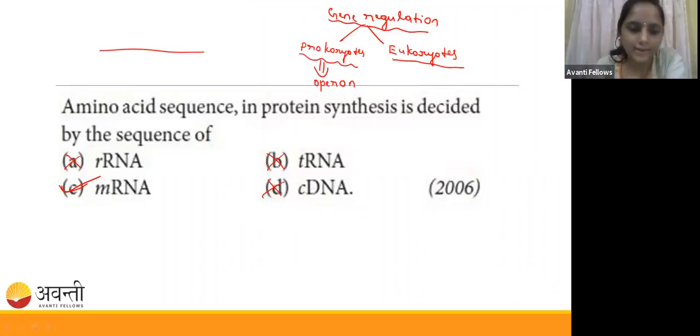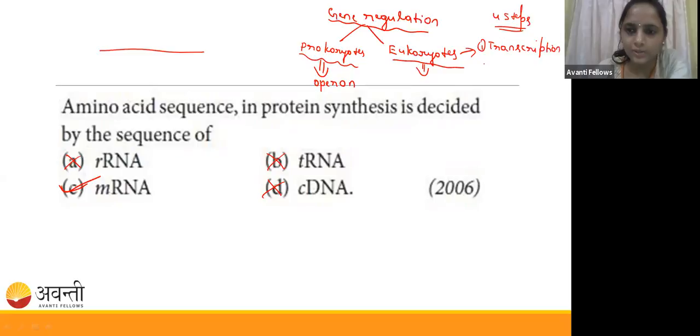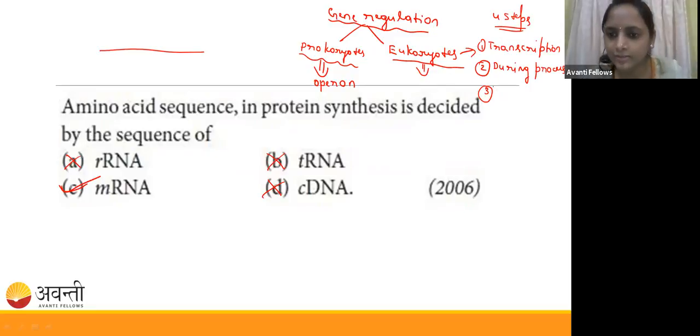When it comes to the eukaryote, a very complicated type of regulation is present. Here, the gene regulation is going to be in 4 steps. In the 4 steps, the gene is going to be regulated. So the first step is during the transcription. During the transcription, the gene will be regulated. We know that by modification of the histone protein. And the second one is during the processing. And the third one is during the translation, it is also going to happen.